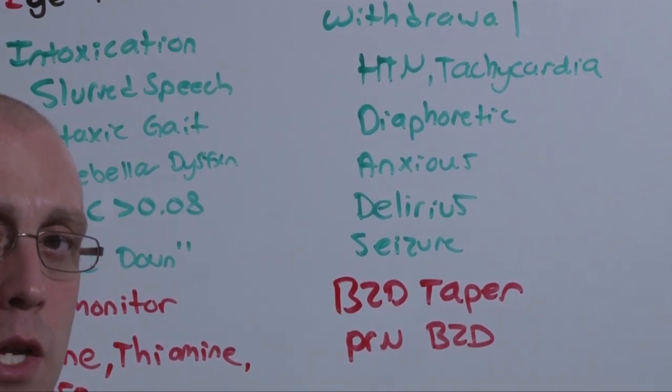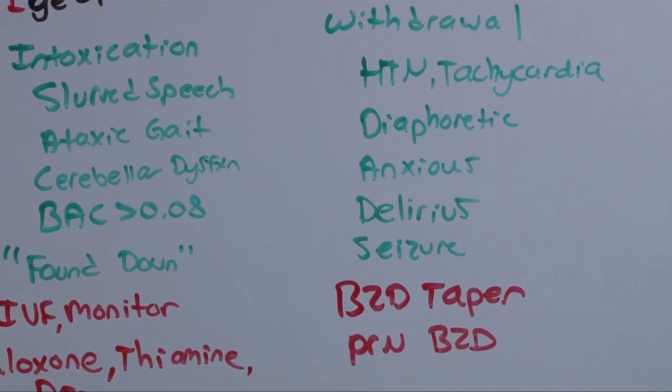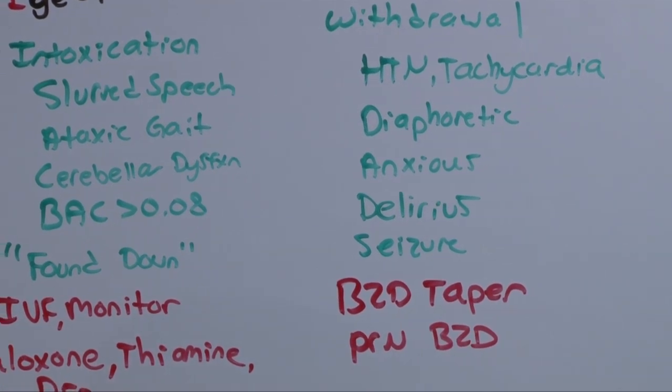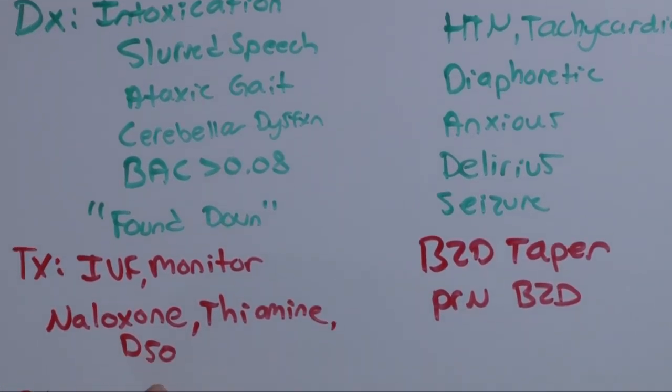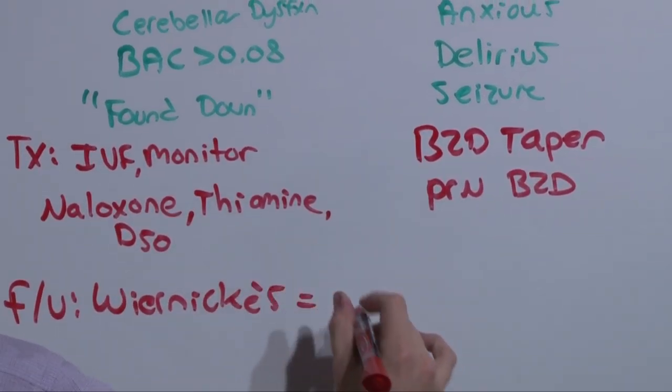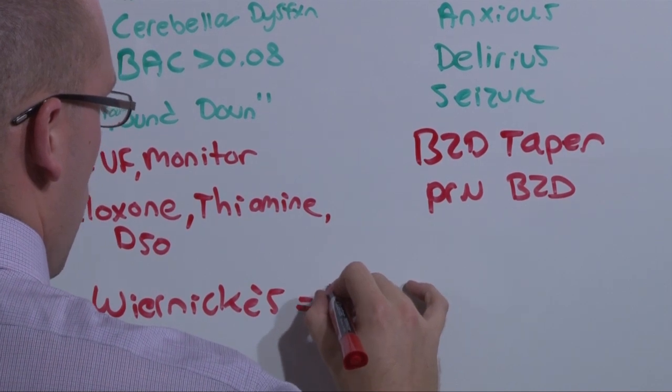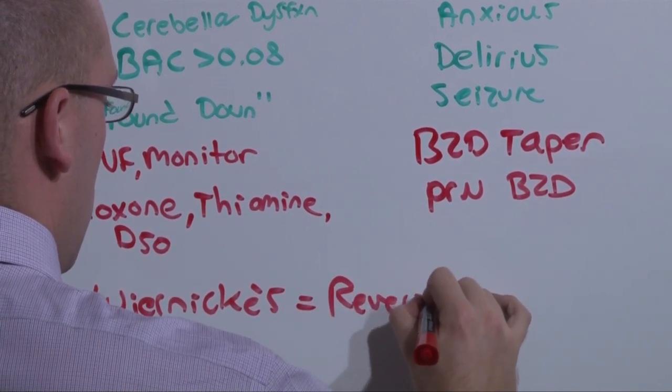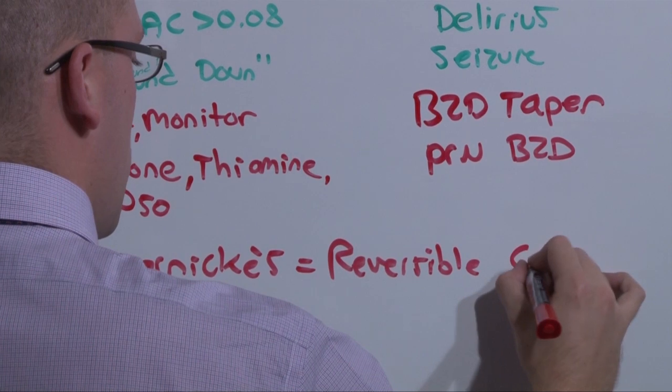There's a couple of things you need to worry about if you identify someone as an alcoholic. The first is Wernicke's encephalopathy. And Wernicke's is a reversible cerebellar dysfunction.